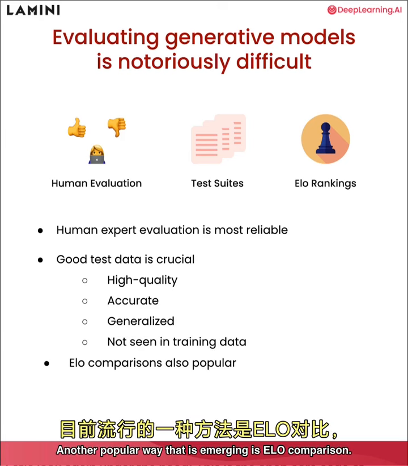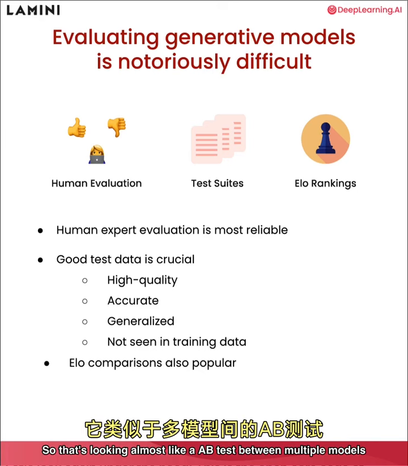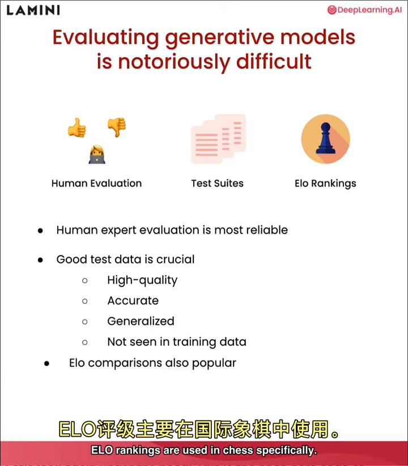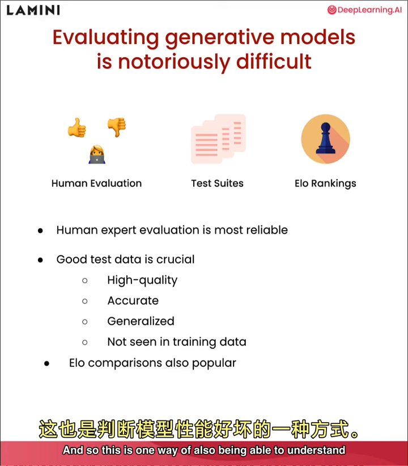Another popular way that is emerging is ELO comparison, so that's looking almost like an A/B test between multiple models or tournament across multiple models. ELO rankings are used in chess specifically, and so this is one way of also being able to understand which models are performing well or not.